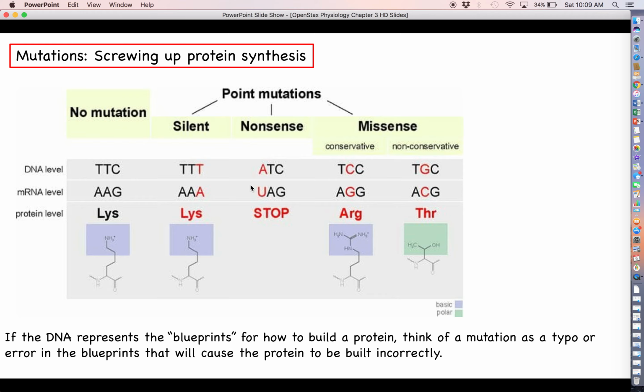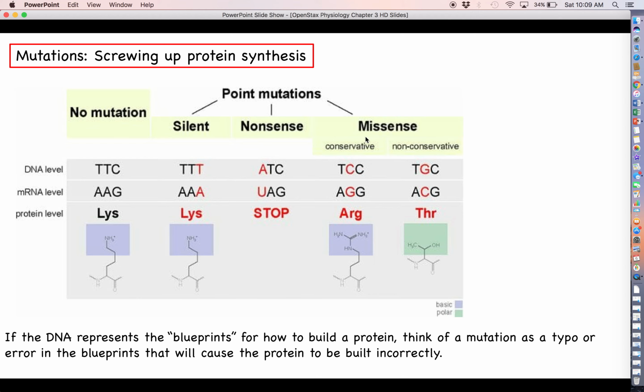One of the worst types of mutations you can get is what is called a nonsense mutation, in which a nucleotide changes you from a codon that codes for an amino acid to a stop codon, meaning that the protein ends up being way too short. The ribosome stops building the protein way before it's supposed to.